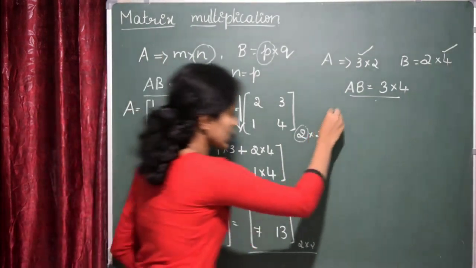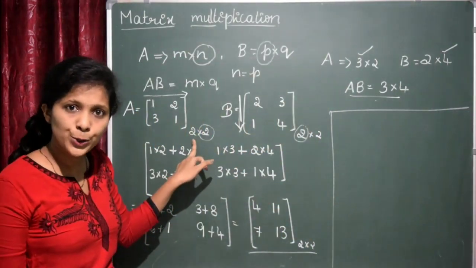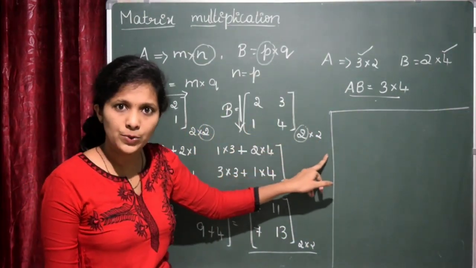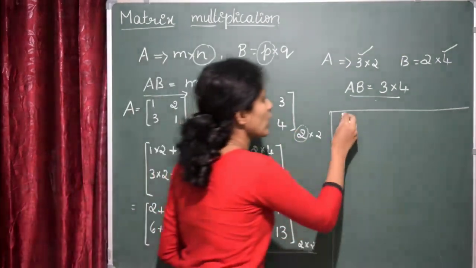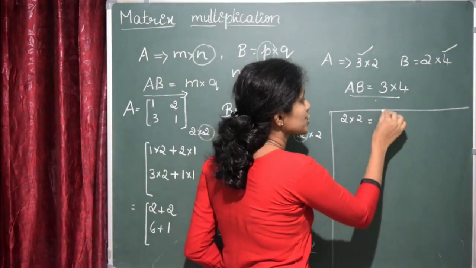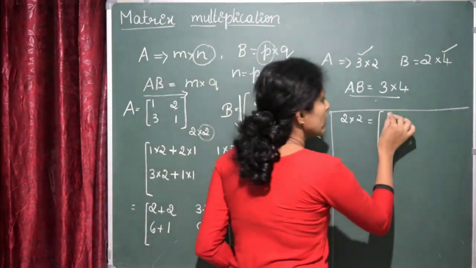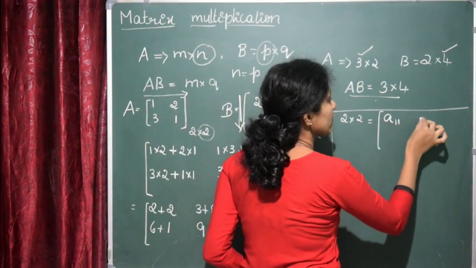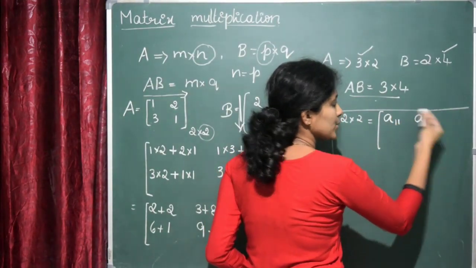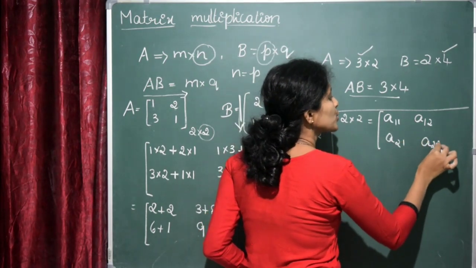Or else what you can do is, see, this is of order 2 by 2 and this is also 2 by 2, right? The result should be a matrix of order 2 by 2, right? A 2 by 2 matrix means it contains 2 rows and 2 columns. What you can do, we'll write the elements. 2 rows means that will be A11 and A12. Next will be A21 and A22.